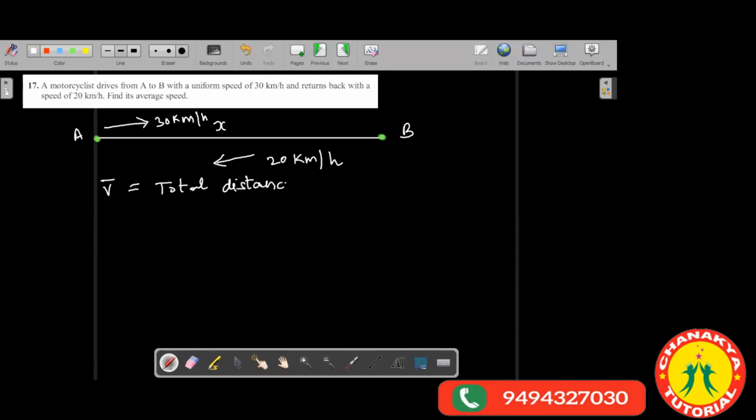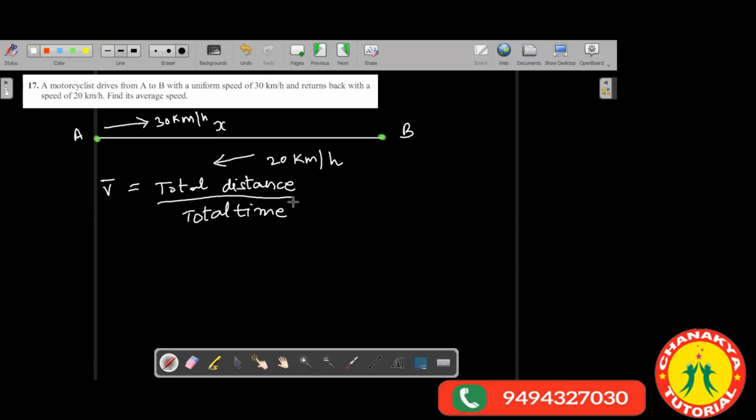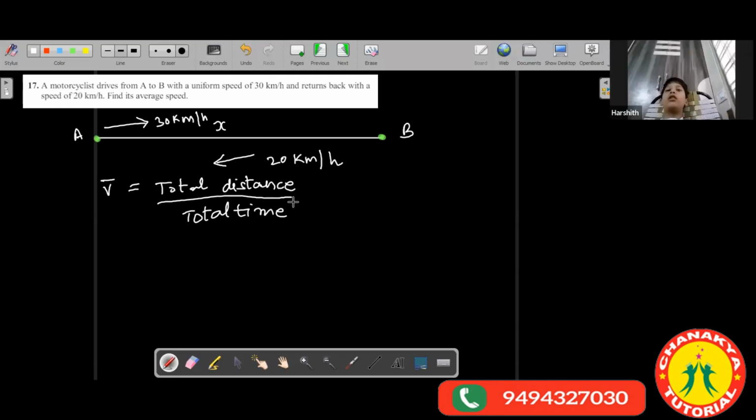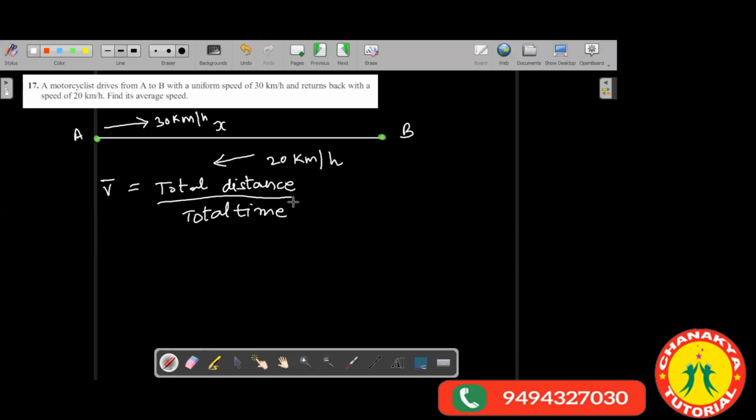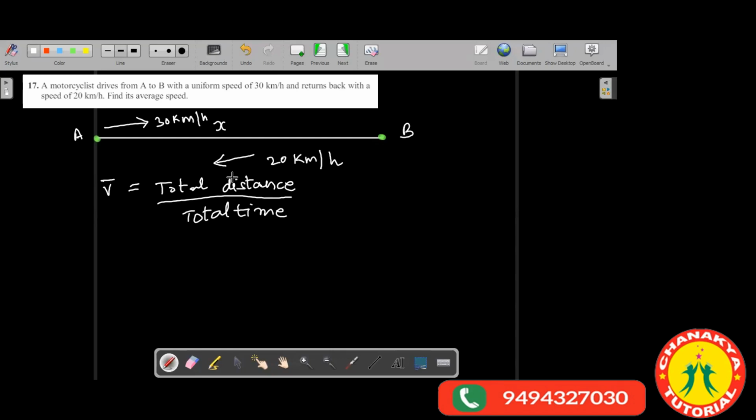So is there anyone who can tell how to solve? Yes. How to solve the question? So can we keep the time as 1 hour? Can we take the time, for example, 1 hour? No. How can we take that? Sir, we can first find the total distance and then the total time. And for finding the total time, we can take x upon 20 plus x upon 30. And then we can divide them. Yeah, you are correct. Navya, you can go solve it out.